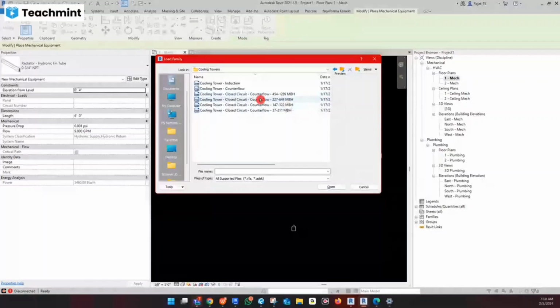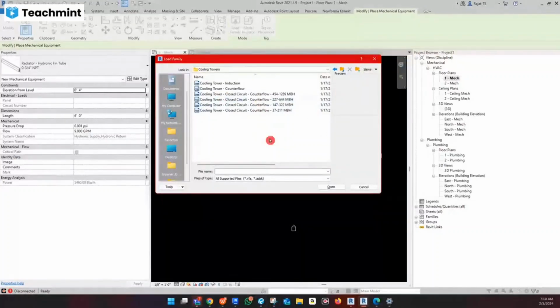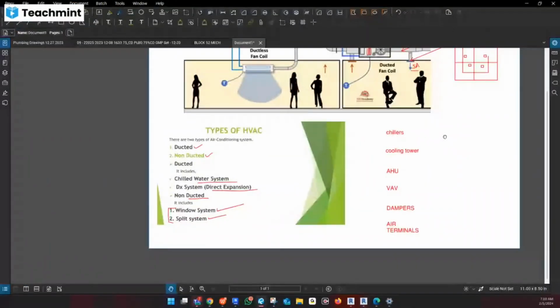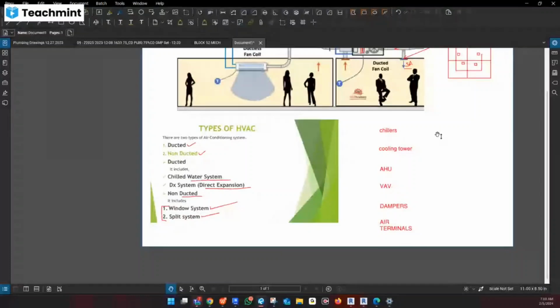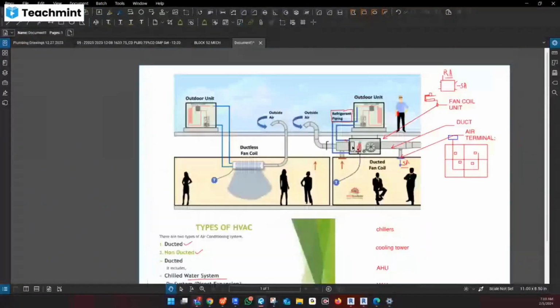So we are going to be working on the project, and we have the proper submittals. I will explain later. Accordingly, we will download the family or create the family of the cooling towers and chillers. According to the function, if you go back here, we have the first system, chillers, then there is a cooling tower. AHU is part of the same thing.